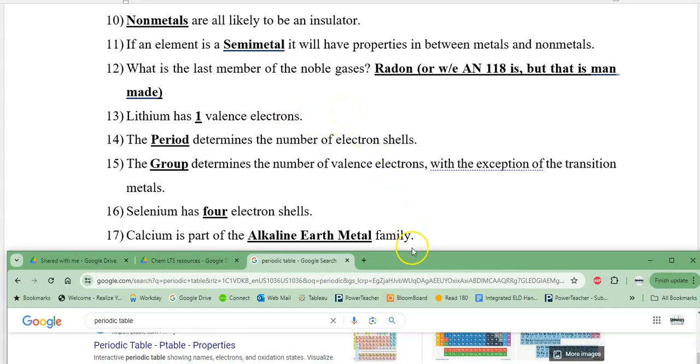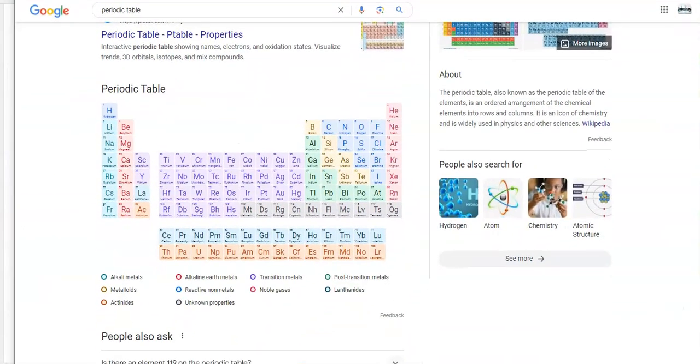What is the last member of the noble gases? If you put oganesson, that's fine. I put radon because oganesson is man-made and it's so radioactive it lasts less than a second. So as far as actually getting any, we don't know what it acts like. Does it actually act like a noble gas? We expect it to. It should. But you never really know until you test it.